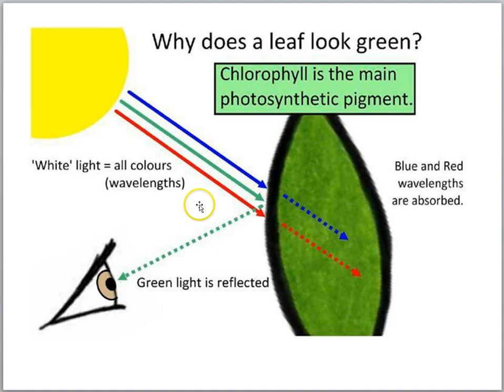And we can see that in this diagram as well. Here we have sunlight with all the colors, but the red, green, and blue are the only ones pictured here, striking the leaf. The blues and the reds will be absorbed, and that will be the energy to power photosynthesis, while the green light is reflected. Whatever the light that's reflected, that's the color that the object will appear to us.